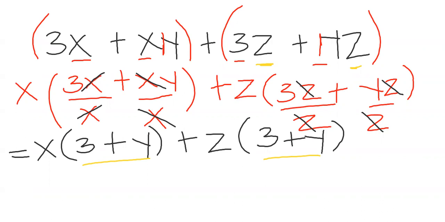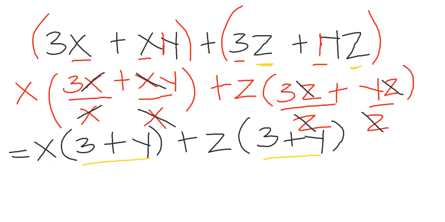And that's what you are supposed to get. You're supposed to get the same terms, the same numbers, the same variables inside your brackets. If that's not the case, it means you have made a mistake. So you have to go back and redo your problem again.